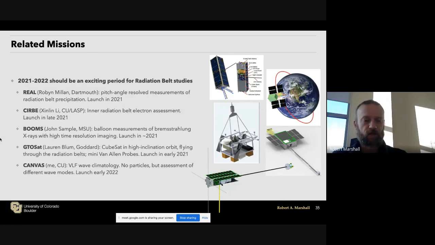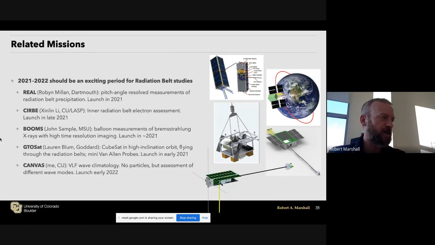GTOSat is a mission where Lauren Blum is the PI. This says Goddard, but she's actually recently moved to CU Boulder and is now faculty in the Astrophysics and Planetary Science Department. And GTOSat is the first CubeSat that's going to be flying through the radiation belts in a high inclination quasi Van Allen Probes-like orbit, a GTO orbit, in fact. And that'll be really interesting because a CubeSat surviving the high radiation environment of the radiation belts will be challenging.